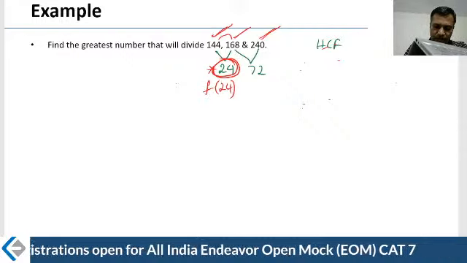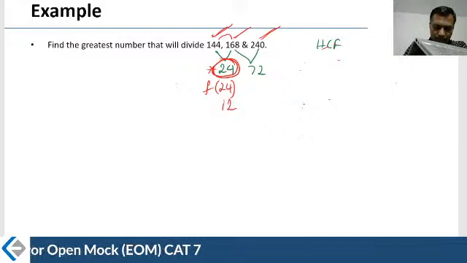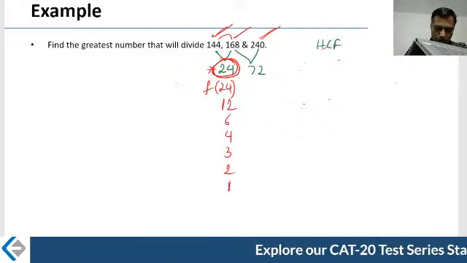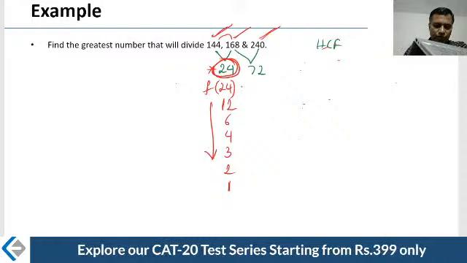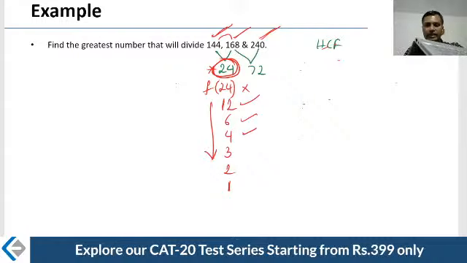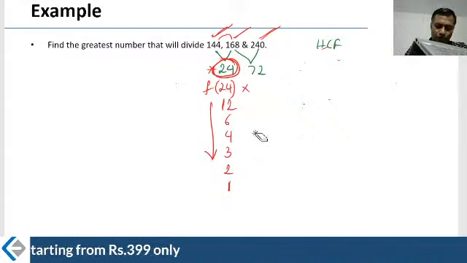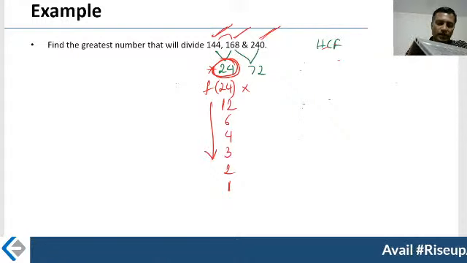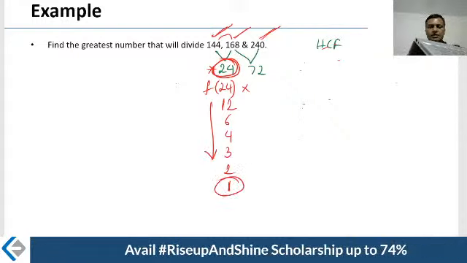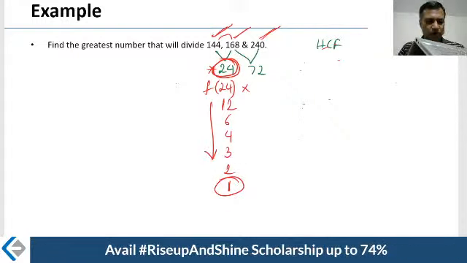What do you mean by factor of 24? It can be 12, 6, 4, 3, 2, 1. Go in the descending order. If 24 is not working, then look for 12. 12 did not work, look for 6. 6 did not work, look for 4. Likewise, you can go backward. Why? Because you are finding the highest one. Worst case scenario, it becomes 1, because 1 is a factor of every single number.